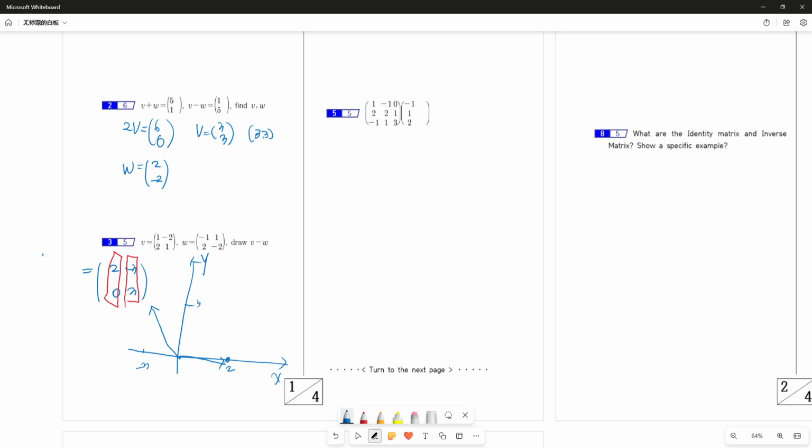So adding the two vectors means drawing diagonals. This is the final result. For example, adding the two vectors gives negative 1, 3, maybe this line negative 1, 3, and V minus W can be drawn like this.